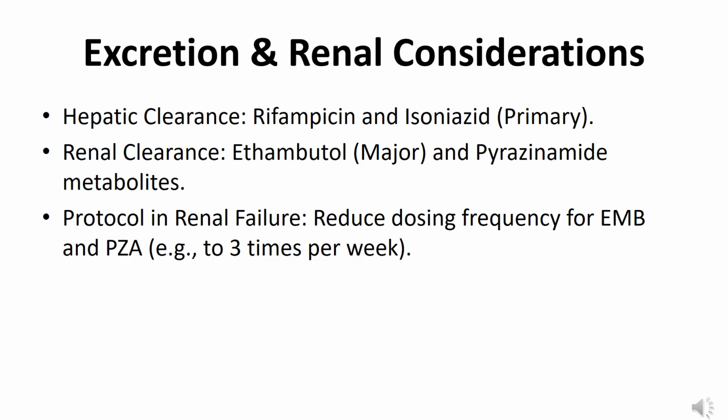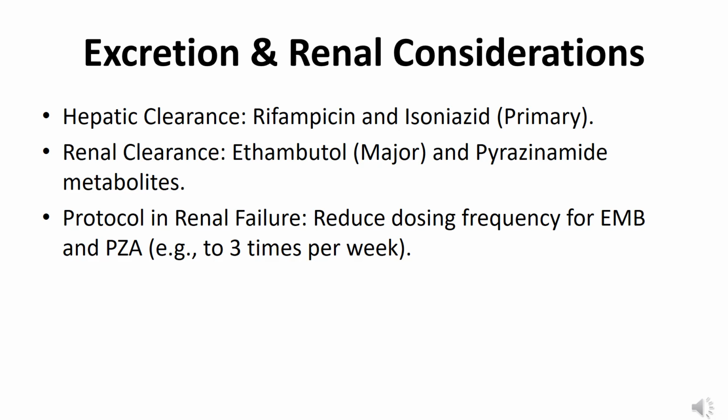Let's start with rifampicin and isoniazid. These two drugs are cleared primarily through the liver. After performing their therapeutic functions, they undergo hepatic metabolism and are eventually eliminated through biliary and other metabolic pathways. Because liver clearance is the dominant route, moderate reductions in kidney function generally have less impact on their elimination. This makes rifampicin and isoniazid relatively easier to manage in patients with renal impairment. However, liver function remains an important consideration because both drugs depend heavily on hepatic processing.